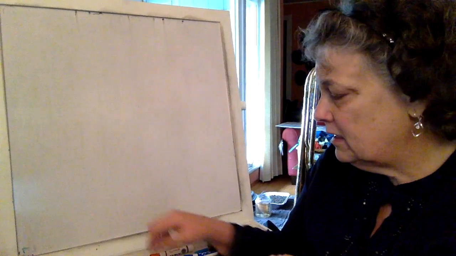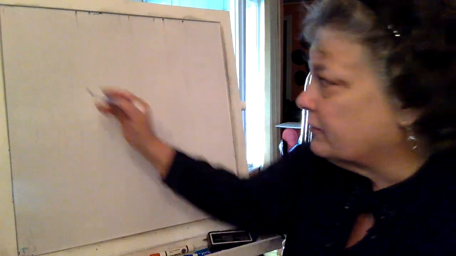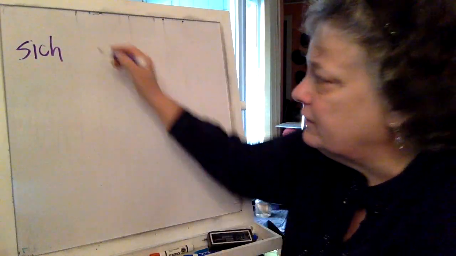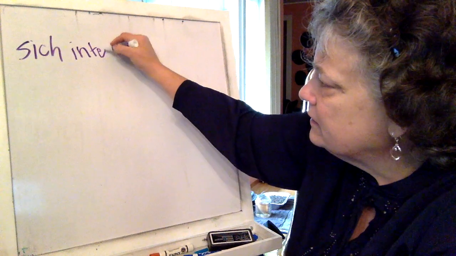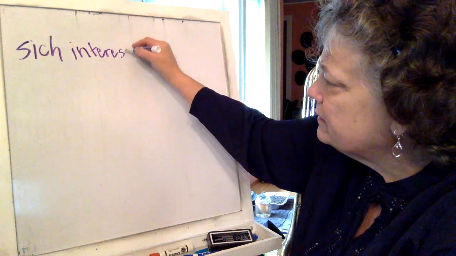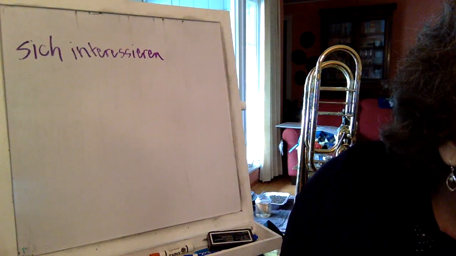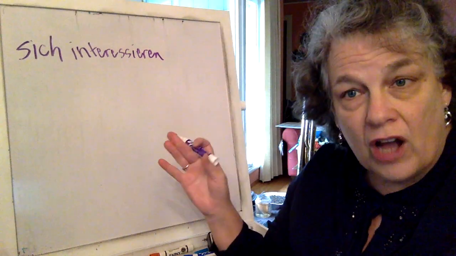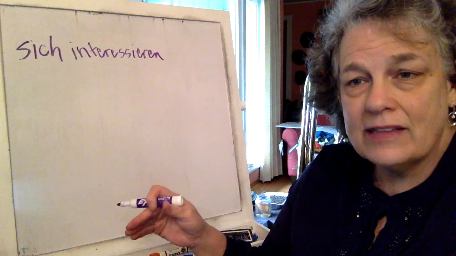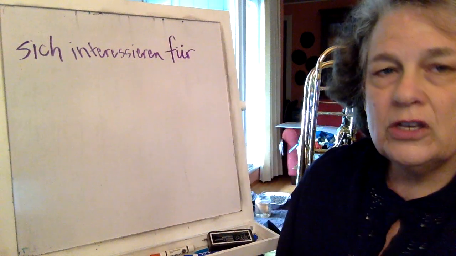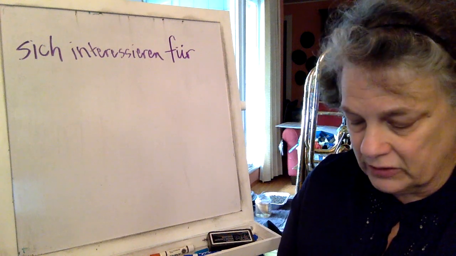So I'm going to teach you about this verb. It's kind of complicated. Not only is it a reflexive verb, remember how we always write the sich in front of the verb when it's reflexive: sich interessieren. It's long. And not only that, it has a preposition that is always attached to it. You can probably guess what this means. It means to be interested, right?